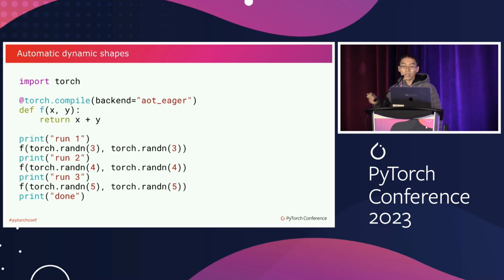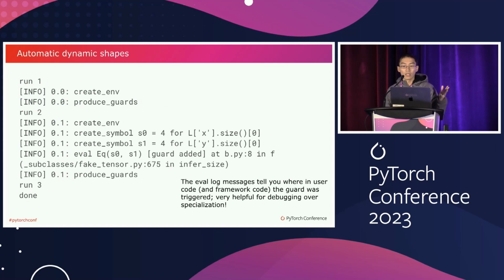So here's a little example program. It's very, very simple. We're just adding two numbers together, and then we're just going to try to run it successfully on sizes 3 by 3, 4 by 4, and then 5 by 5. And notice I didn't set dynamic equals true here, so we're going to use the normal automatic dynamic shapes. So here are the logs you're going to get. I'm going to dig into them in more detail.